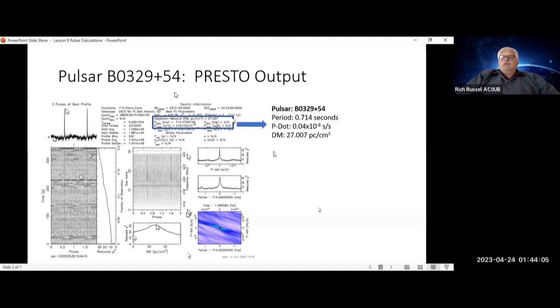Now, dispersion measure is in parsecs per centimeter cubed. A parsec is a measure of distance, approximately 3 light years. And the purpose of the dispersion measure is that frequencies don't arrive at Earth from the pulsar at the same time. And the dispersion measure actually allows you to calculate that.